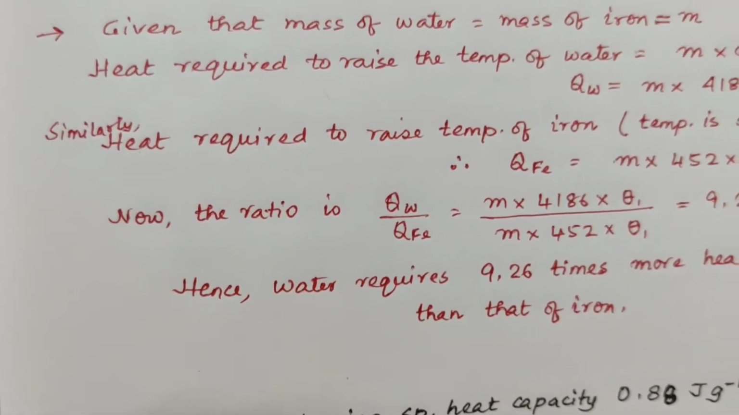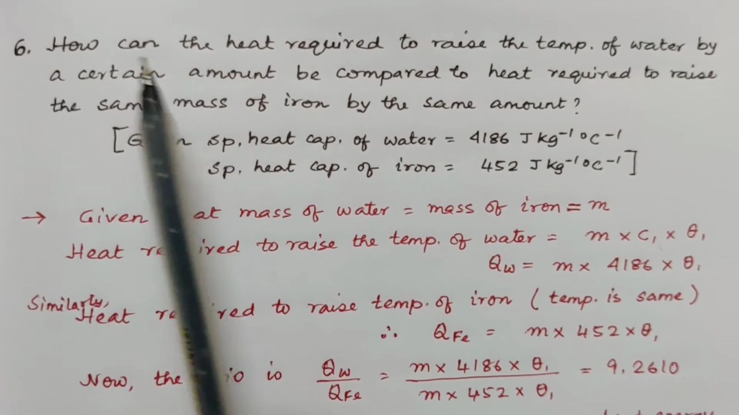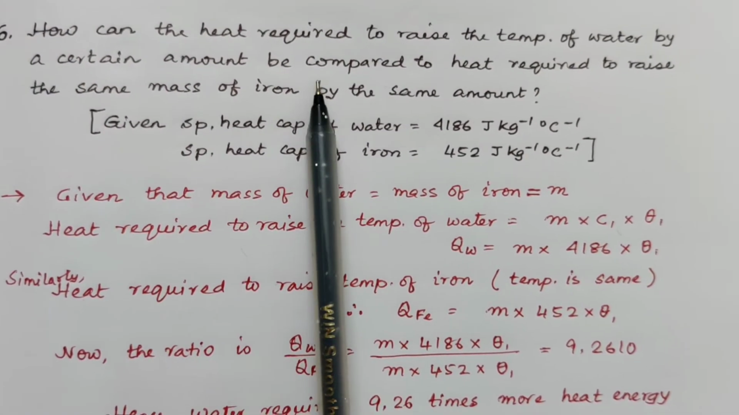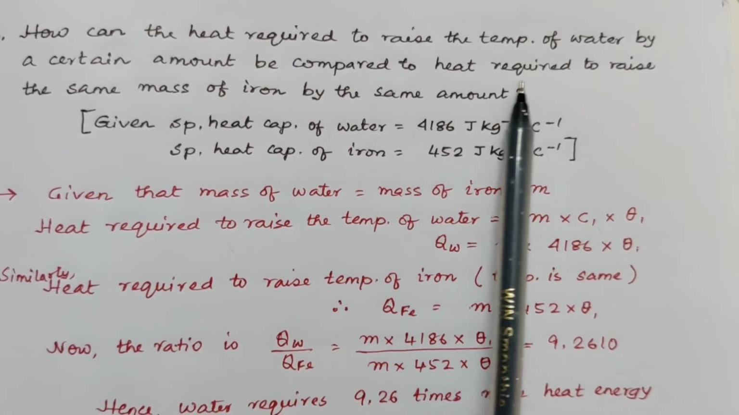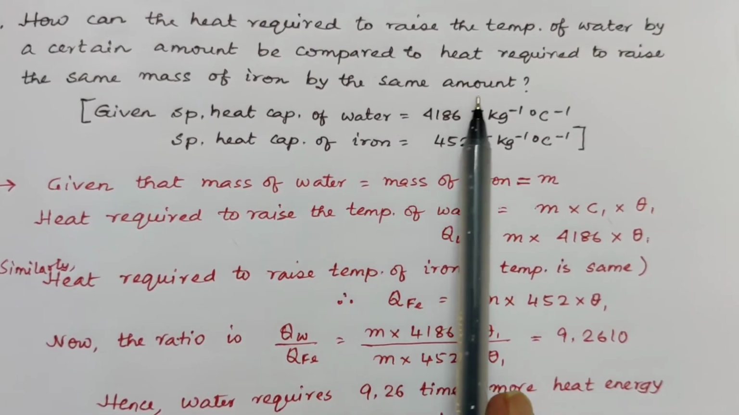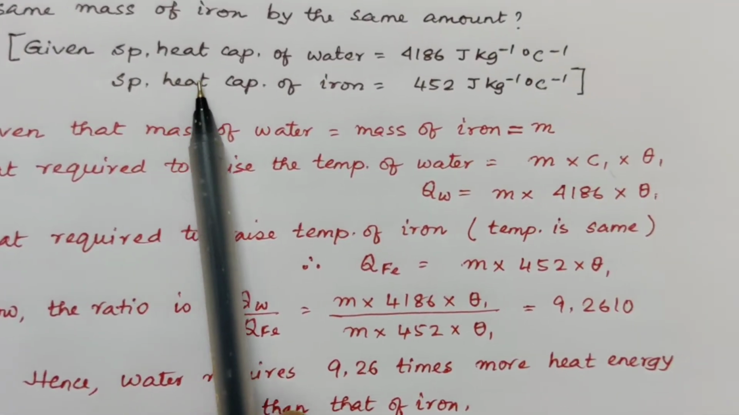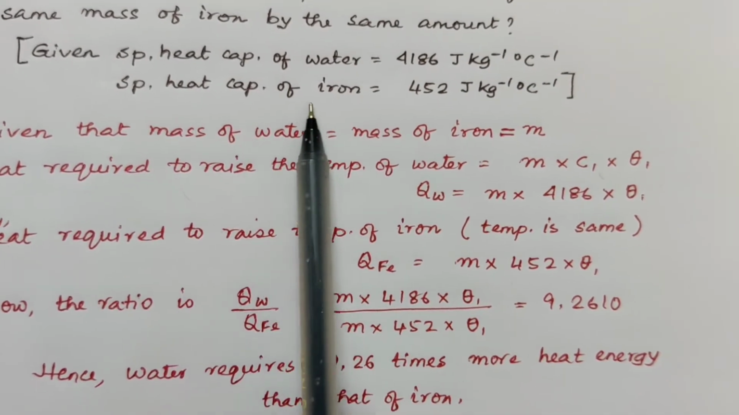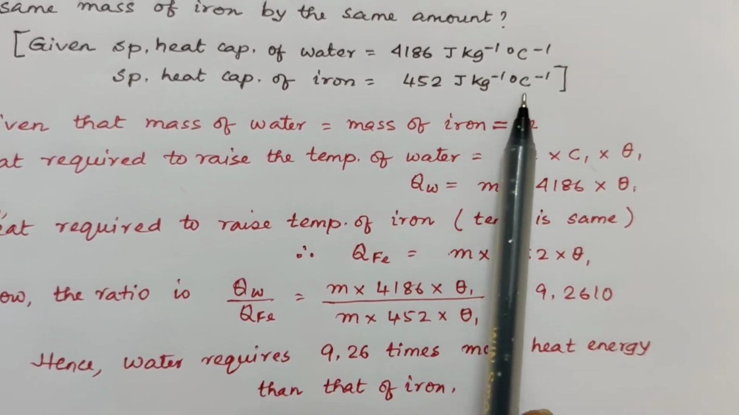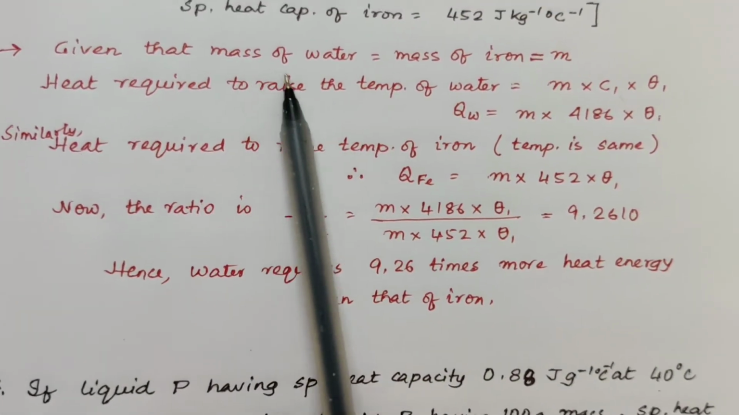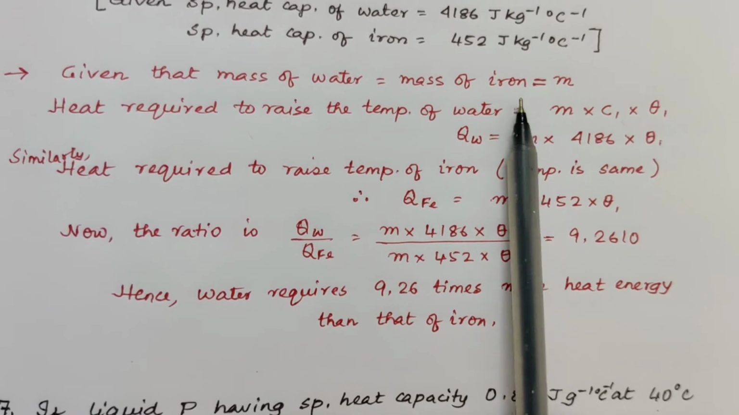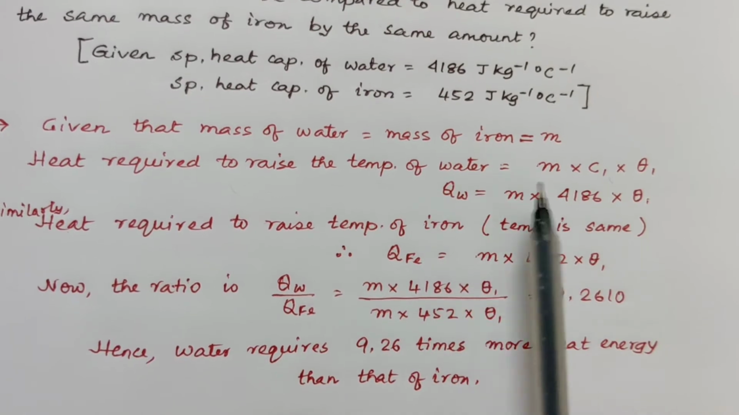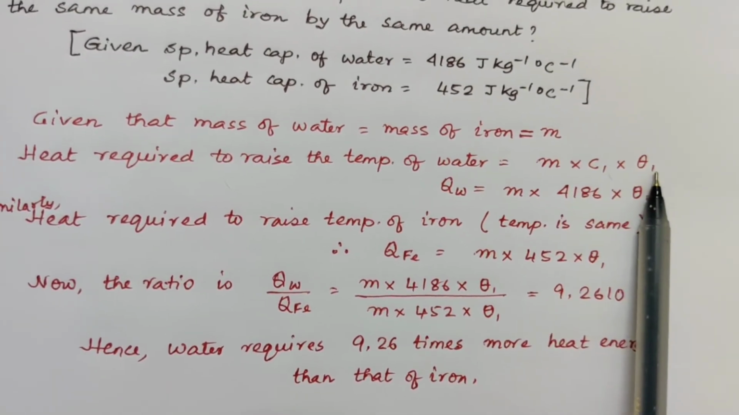Now coming to the sums on calorimetry, how can the heat required to raise the temperature of water by a certain amount be compared to heat required to raise the same mass of iron by the same amount? It's given that specific heat capacity of water is equal to 4186 joule per kg per degree Celsius and specific heat capacity of iron is equal to 452 joule per kg per degree Celsius. Given that mass of water is equal to mass of iron, that is m. We also know that temperature rise of both are same, so let's take it as theta 1.